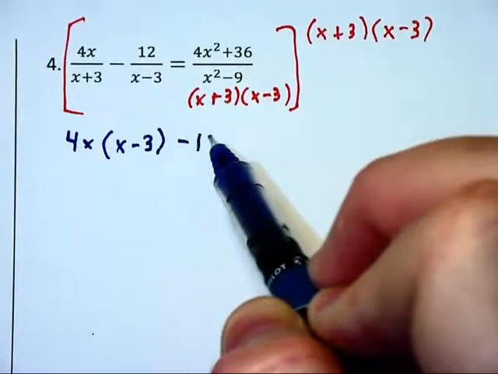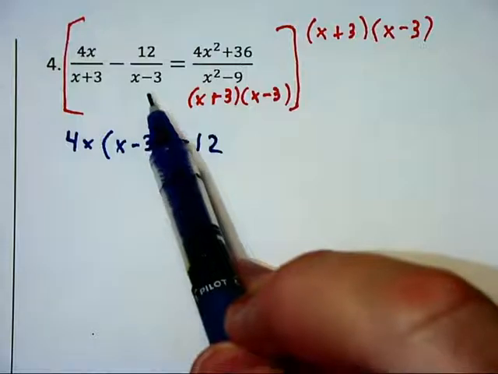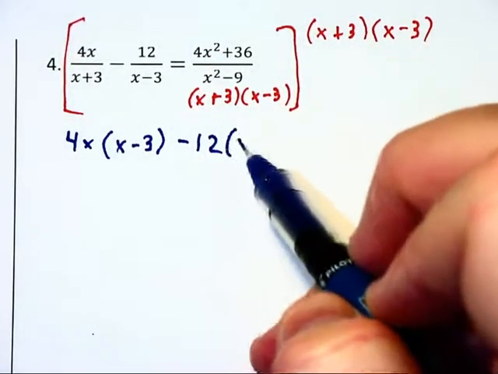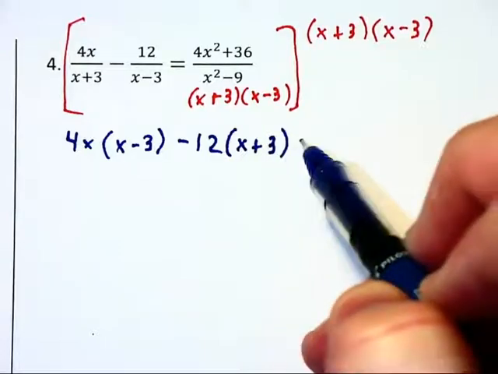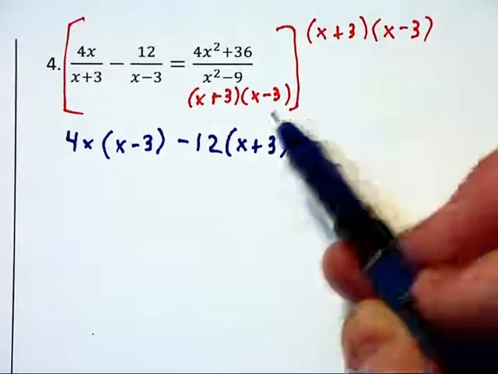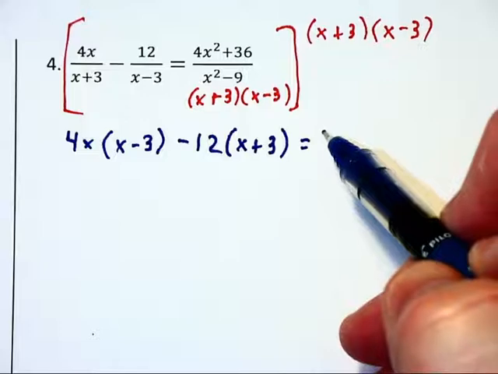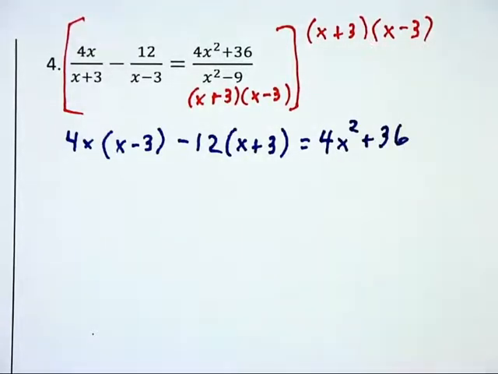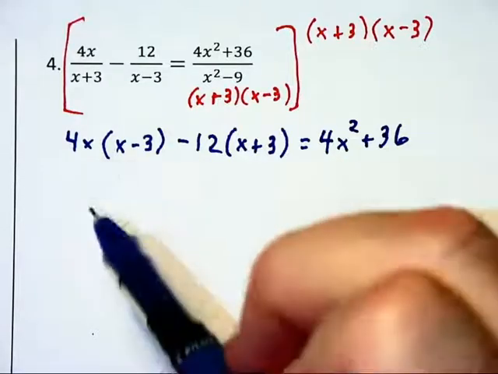The middle fraction has a 12 up in the numerator, and after the x minus 3's cancel, it will be multiplied by x plus 3. Finally, on the right-hand side, the whole x plus 3, x minus 3 cancels, leaving the 4x squared plus 36 that we see there. Now on the left side, we're going to do some distribution.